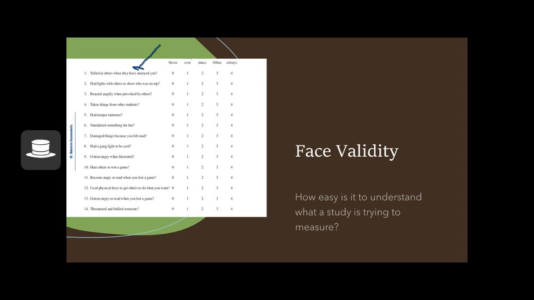So the text might be a little bit tiny, so I'll read some of the questions. Yelled at others when they have annoyed you, reacted angrily when provoked by others, had temper tantrums, damaged things because you felt mad, gotten angry when frustrated, hurt others to win a game, used physical force to get others to do what you want, gotten angry or mad when you lost a game, threatened and bullied someone, right? Never, hardly ever, sometimes, often, almost always.